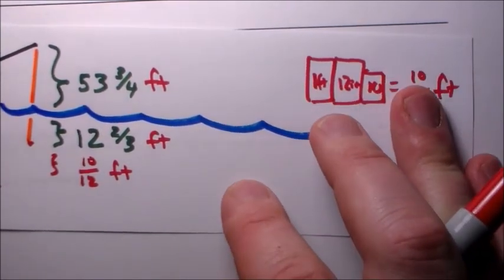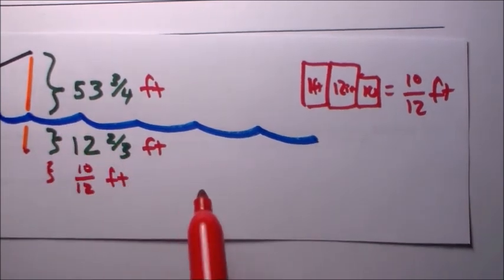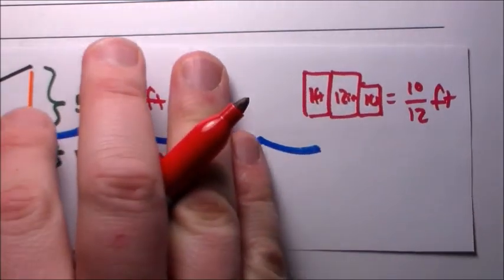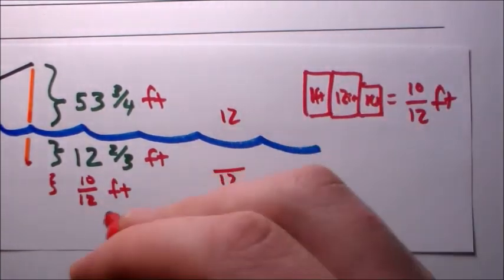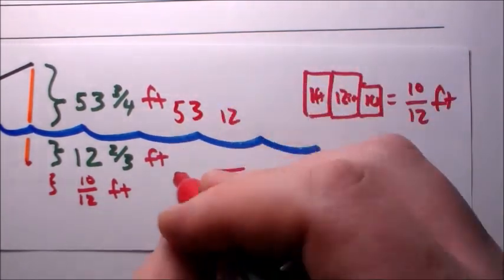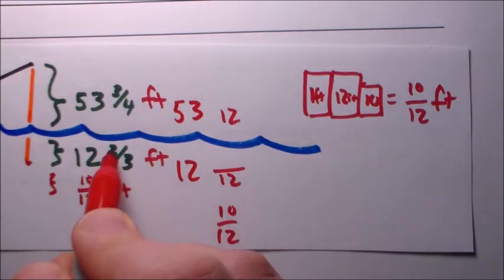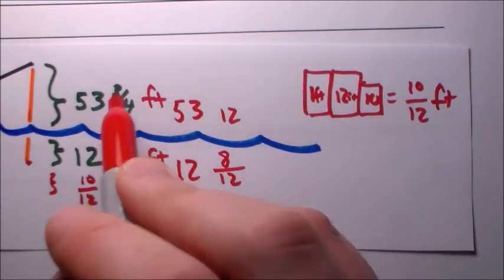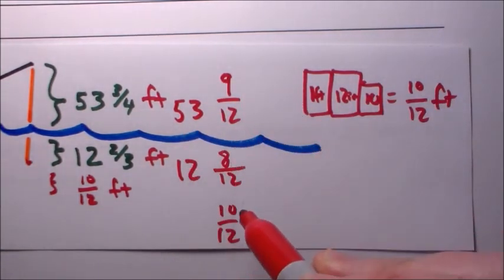We have 53 and 3/4, we have 12 and 2/3, and we have 10 out of 12. Well, how do we add these numbers together? We need a common denominator. So let's turn 3/4 into something over 12, and 2/3 into something over 12, and 10/12 is good to go. 3 times 4 gets you 12, so we multiply 2 times 4 and get 8. 4 times 3 gets you 12, so we multiply 3 times 3 and get 9. And there we go. We're going to have 9/12 plus 8/12 plus 10/12.